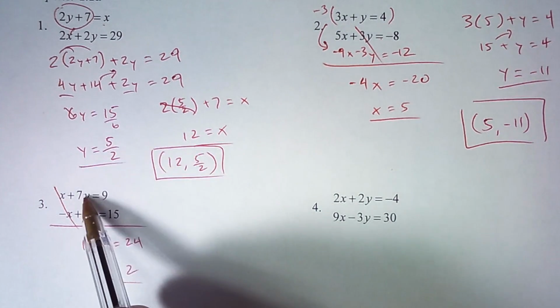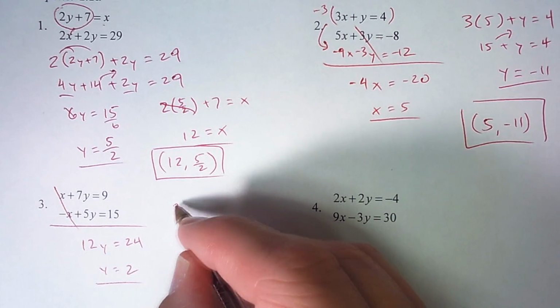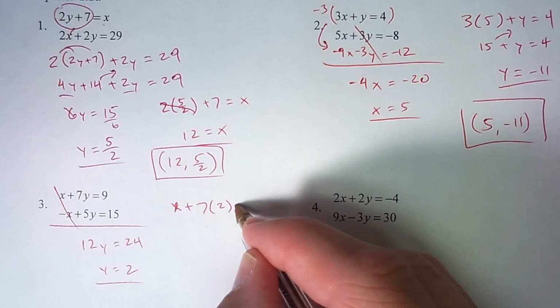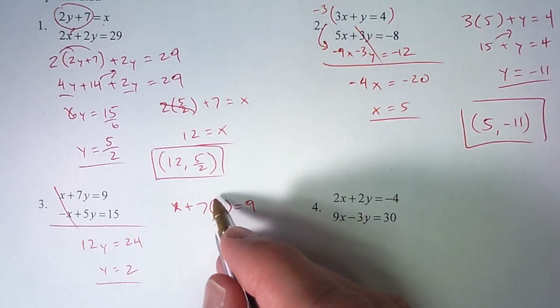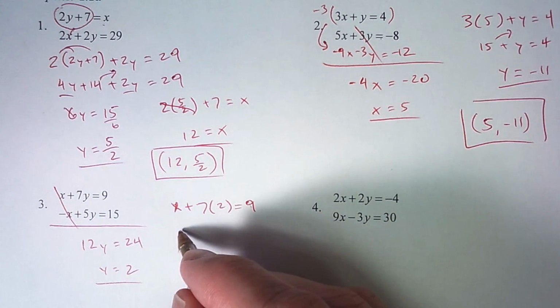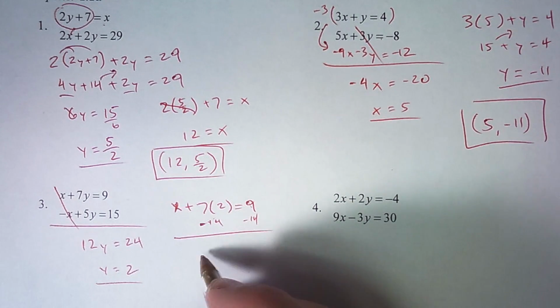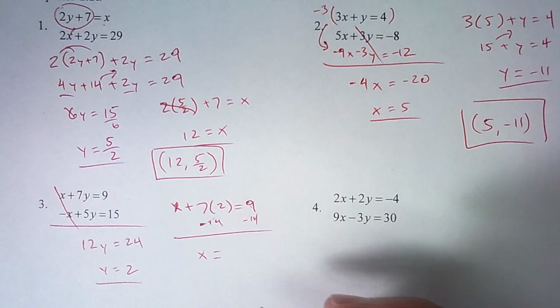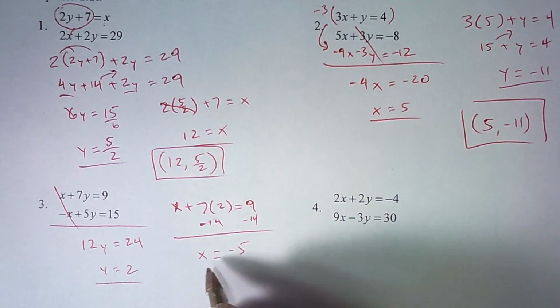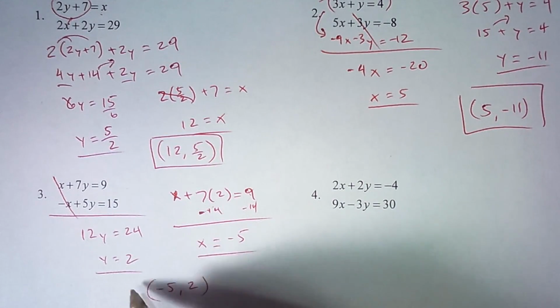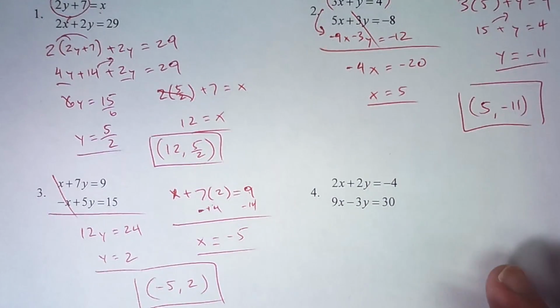Okay, then I'll plug that into the top equation. So that's x plus 7 times 2 equals 9. So that's 14. Okay, so if I just subtract 14, I'll get x equals, and then 9 minus 14 is negative 5. So I have negative 5, 2 as my point of intersection.